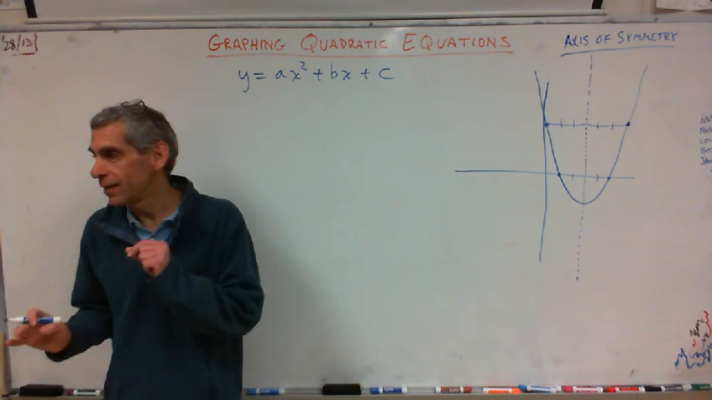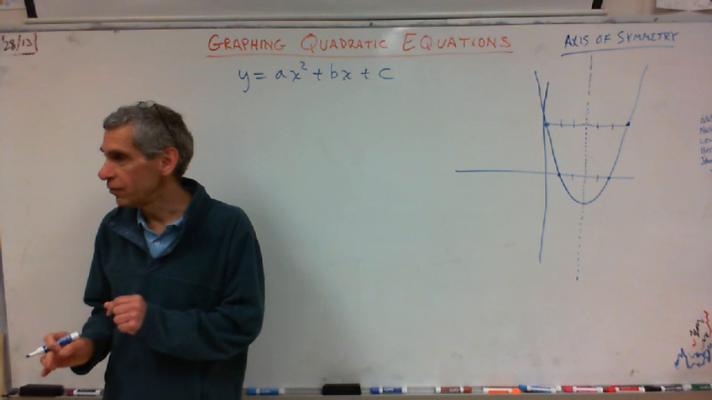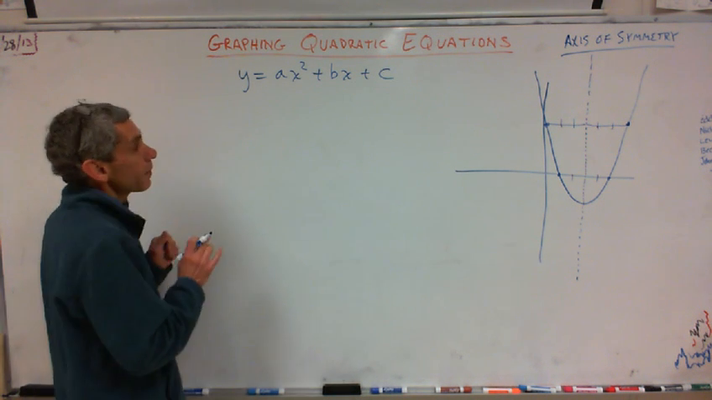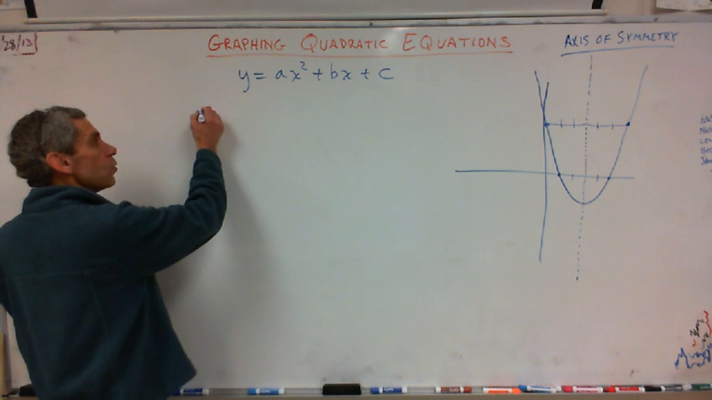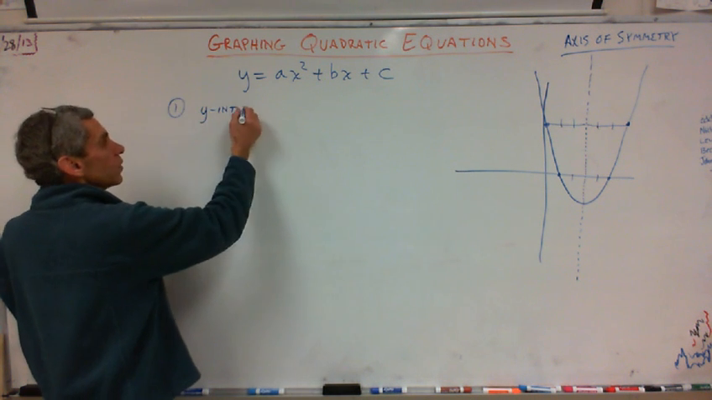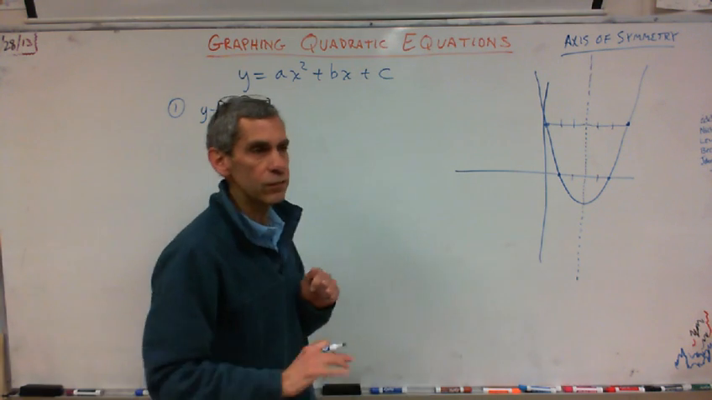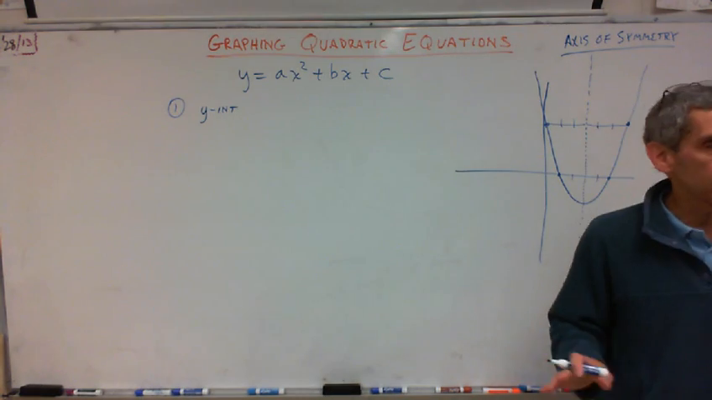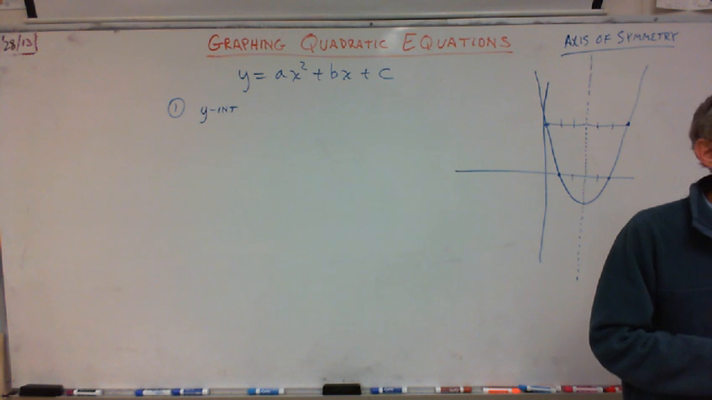So now we're looking at the anatomy of this, right? We're going to talk about what we know. To find the y-intercept, so this is the first thing, the y-intercept. How do you find the y-intercept? Think about it. Anytime I've taught you how to do this, what do you have to do to find a y-intercept?